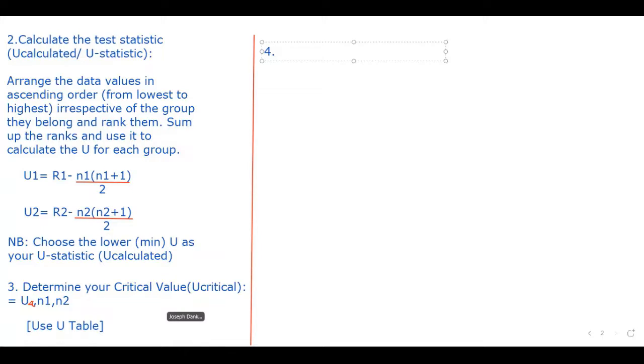So the first step is you compare to get your conclusion. You compare whether you reject or you fail to reject. We move on to the decision rule. You decide with your U calculated and U critical. You get it?